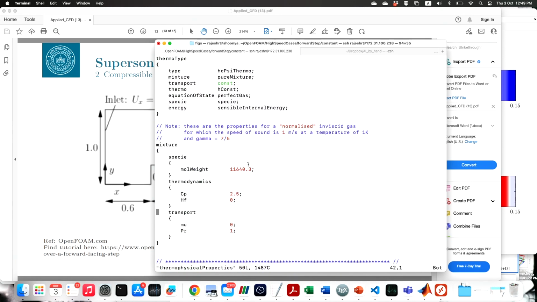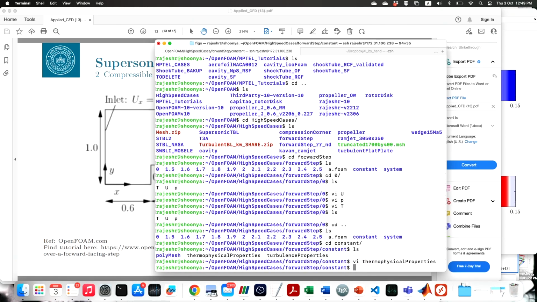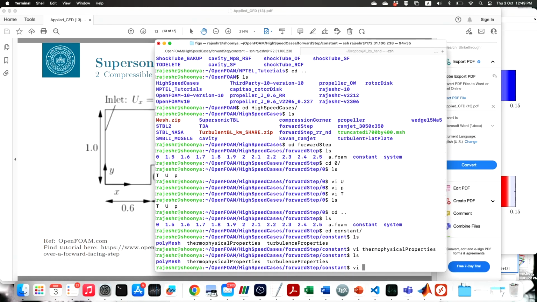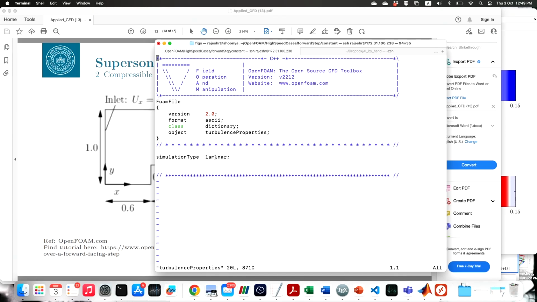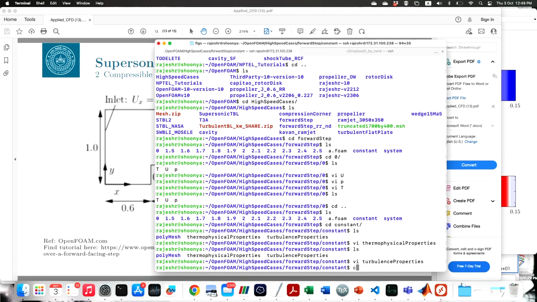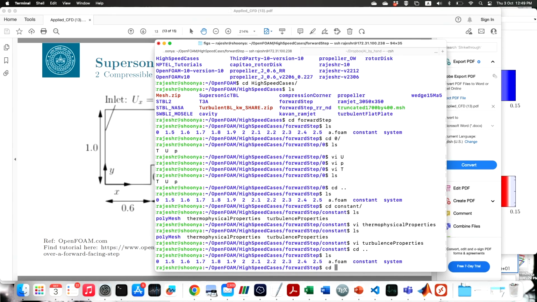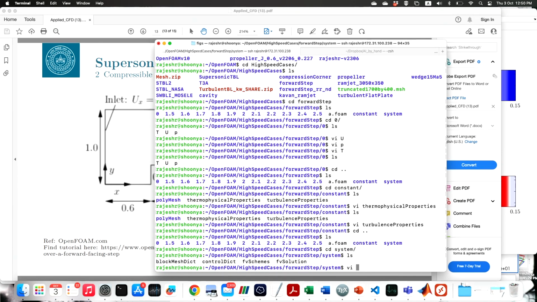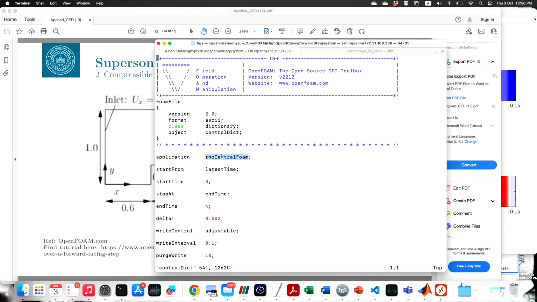And if you go to the system, thermophysical properties, you can see the molecular weight is very high. Typically if you do it for air, you would expect the molecular weight to be 28.9 or 29, but here it is very high. Cp is also very different, earlier it was 1005, now it is 2.5. So, how did it happen? The mu is 0 because we are doing this for inviscid flow. In turbulence properties, it's anyway inviscid flow, so laminar and mu equal to 0. And then we are solving it using the row central form.